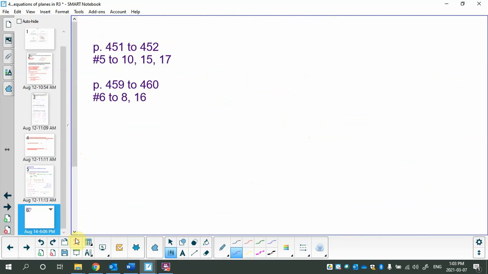So there's the stuff. This is not a case of being R2 and R3, and the reason I say that is because you can't have planes in R2, you can only have planes in R3. So, but this is the work associated with equations of planes in R3.